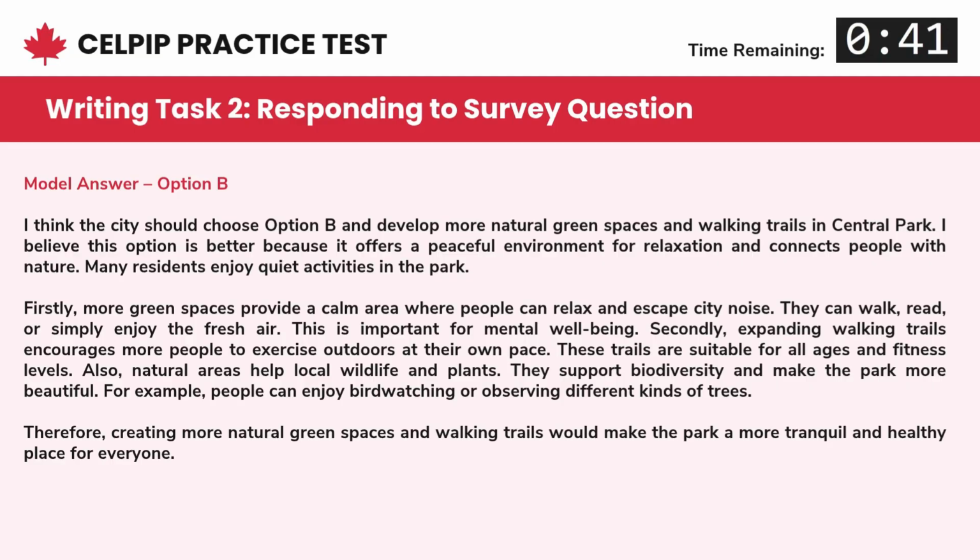Notice how the writer uses helpful linking words like firstly, secondly, and therefore. These words help to connect ideas smoothly. The answer also includes some helpful vocabulary. For example, tranquil means calm and quiet, and biodiversity means the variety of life in a particular habitat. These words show a good range of vocabulary.